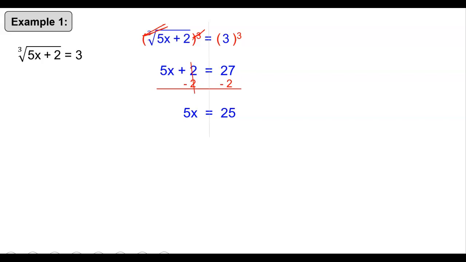Last step, 5x. Now 5 and x are being what if they're just next to each other? Okay, so 5 and x are currently multiplying, so to get rid of them, we divide. It's called a coefficient, and you get rid of any coefficient by dividing. So divide both sides by 5, and we get 5.